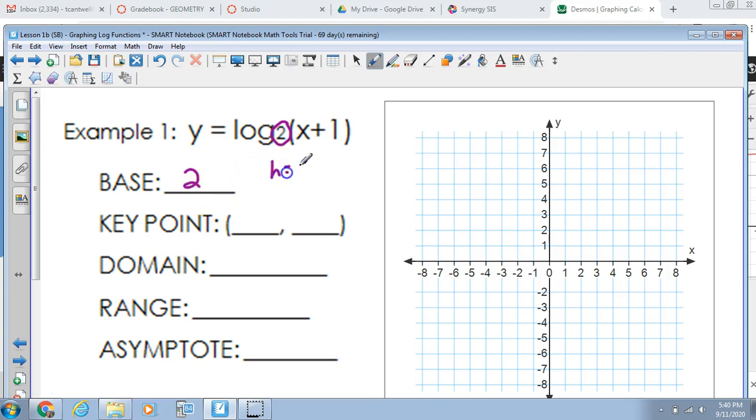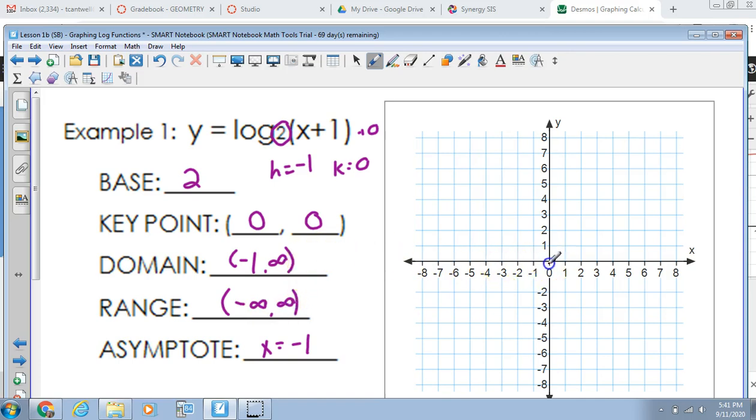Our h value is -1, and our k value, there's nothing back here, so our k value is 0. Our key point here would be h plus 1, which would give us 0, and k, which is 0. Our asymptote, x equals h, x equals -1. Our domain is everything from this vertical asymptote on over, so from -1 to infinity. And our range, everything from -infinity to positive infinity.